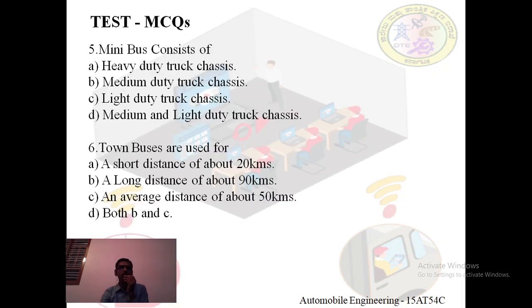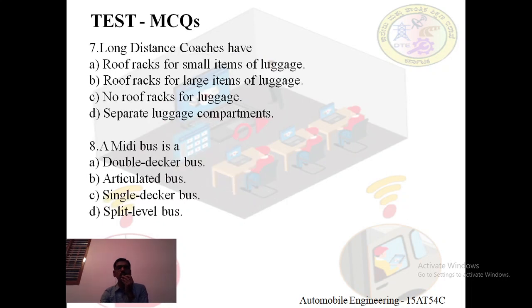Next, minibus consists of heavy duty truck chassis, medium duty truck chassis, light duty truck chassis, or medium and light duty truck chassis. Minibus, as its name implies, is mini. It is called light duty. Next, town buses are used for a short distance of about 20 kilometers, long distance, and average distance of about 50 kilometers, both B and C. Long distance coaches have roof racks for small items of luggage, roof racks for large items of luggage, no roof racks for luggage, or separate luggage compartments.